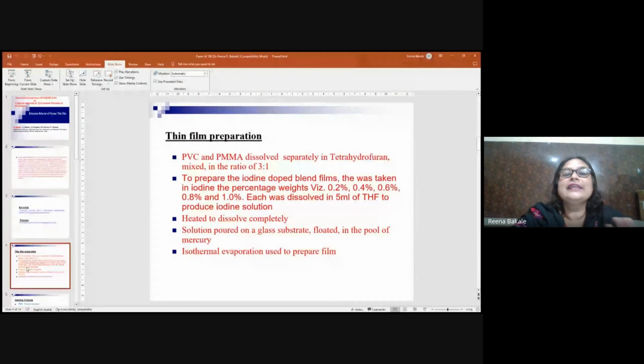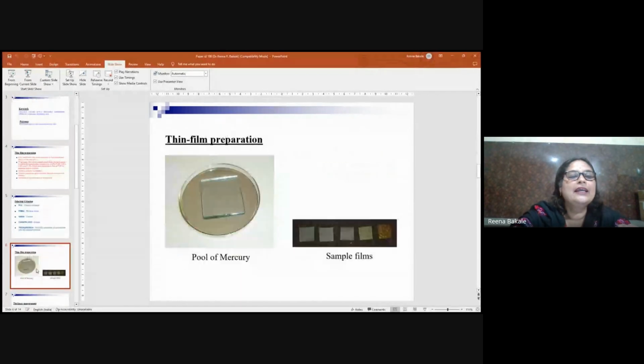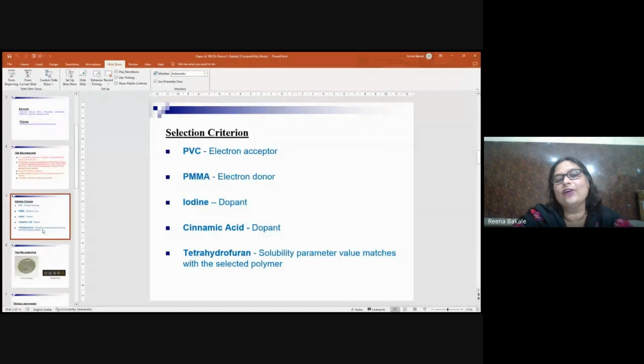Here we have to make the thin film by making a ratio. It is not an equal amount of PVC and PMMA. We mix these two polymers in a particular ratio, 3:1, adding a dopant in percentages 0.2, 0.4, 0.6, 0.8 and 1. Both polymers are dissolved in a universal solvent, tetrahydrofuran, for the mixing of the two polymers, and a thin film is made by using the isothermal evaporation technique. This is the selection criteria of our research.